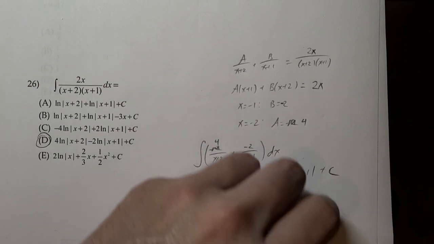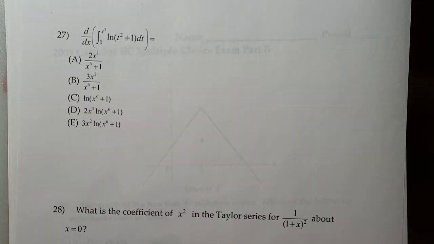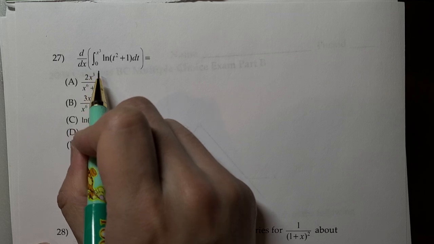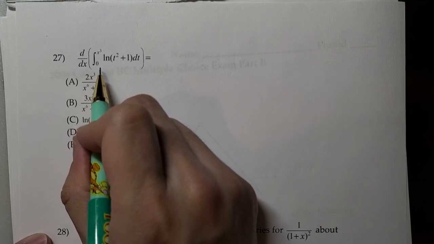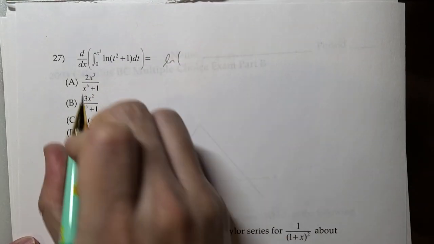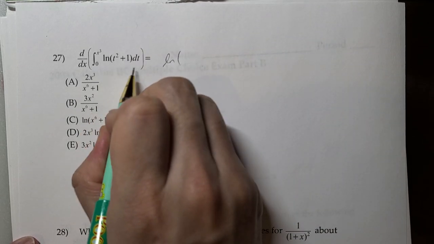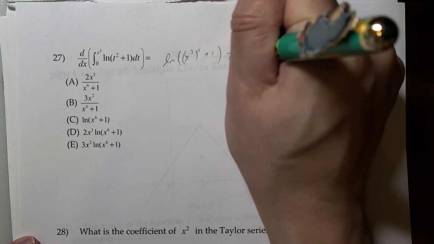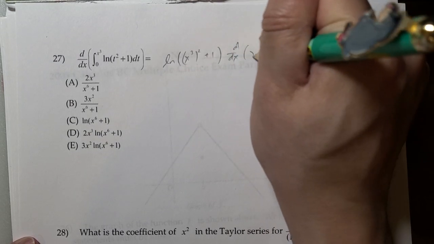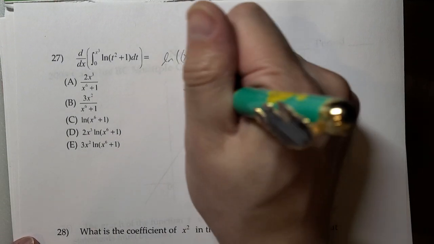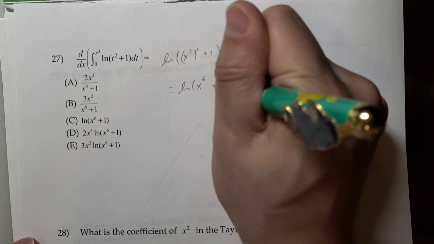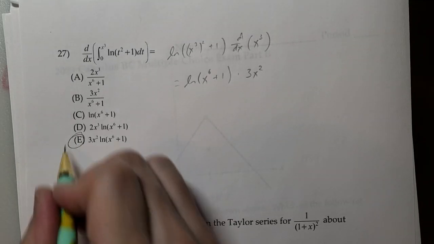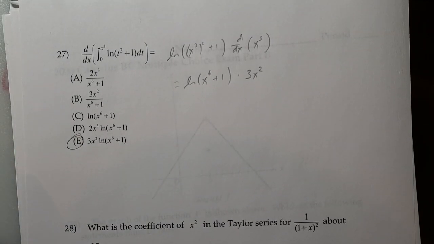Okay, but partial fraction decomposition. Okay, I'm running out of time. This is clearly fundamental theorem of calculus. So when we differentiate this, we plug in the upper bound as the variable of integration, so it'll be x cubed squared plus 1, and then we need to multiply by the derivative of the upper bound. So this is ln of x to the 6 plus 1 times 3x squared. E. That one's easy.